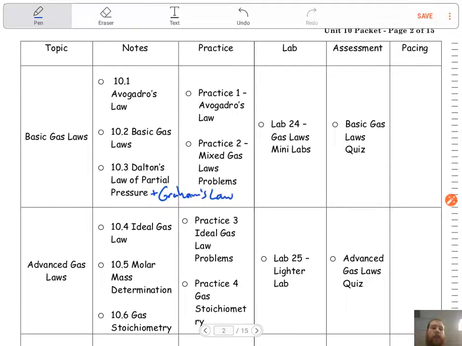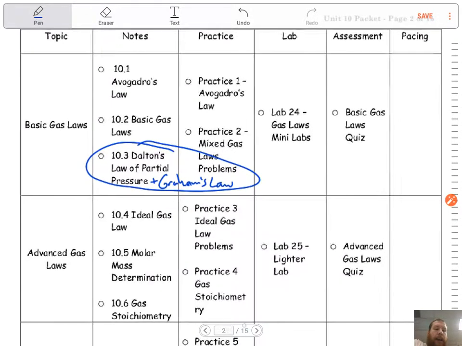Two quick laws. This is going to kind of end the basic gas laws, and then you guys will get to do some mixed practice before your basic gas laws quiz, and then you guys can move on to the advanced ones. But like you've seen, it's all been pretty much algebra. You're solving for an unknown variable, and that's what we're going to continue doing here today.